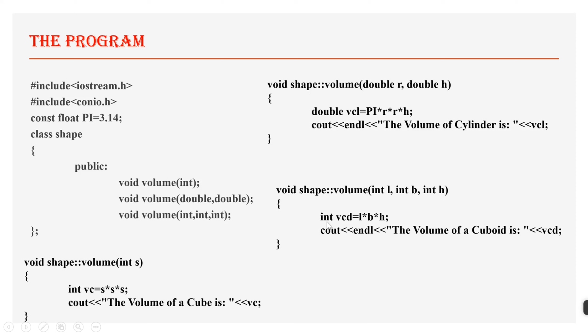Okay. Now I will define the same function with the three arguments, int L, int B, int H. So here volume of a cuboid VCD is equal to L into B into H. So I am displaying the output, which is the volume of a cuboid. So volume function, which takes one argument to find out the volume of a cube, volume with the two arguments which will find out the volume of a cylinder, volume with the three arguments to find the volume of the cuboid, but same function. That is how it is called function overloading.